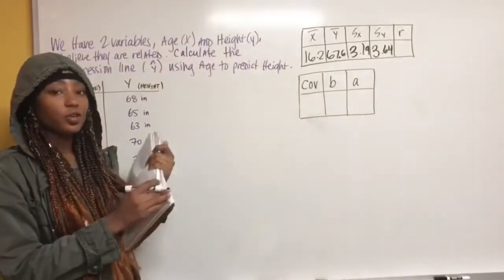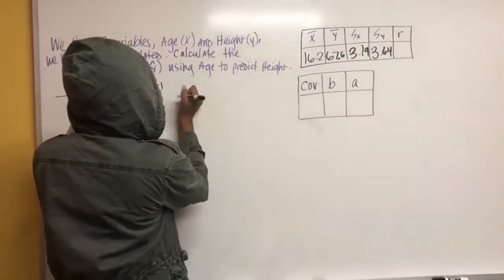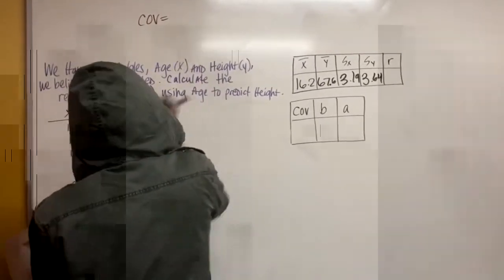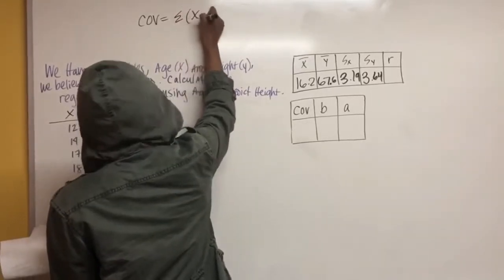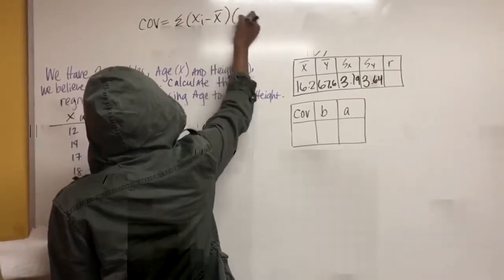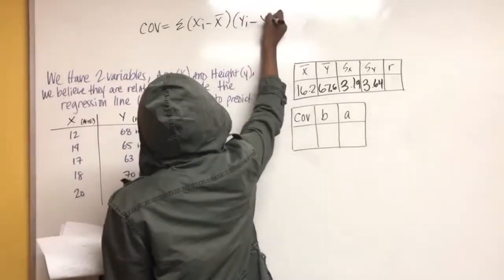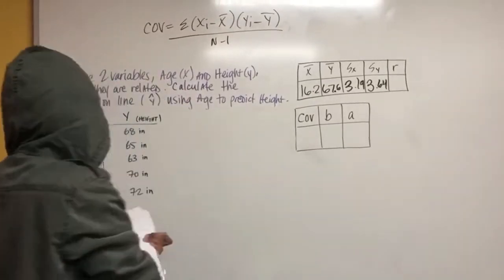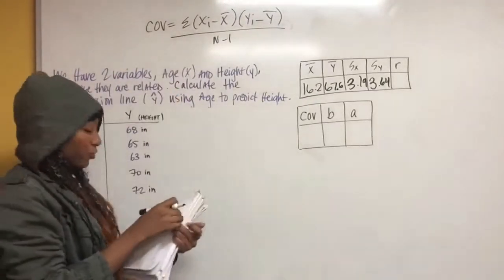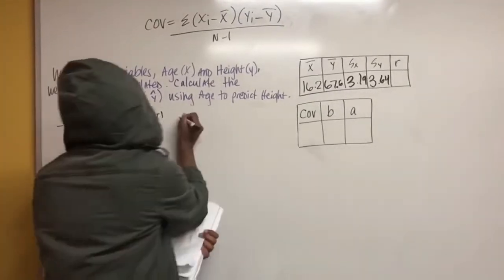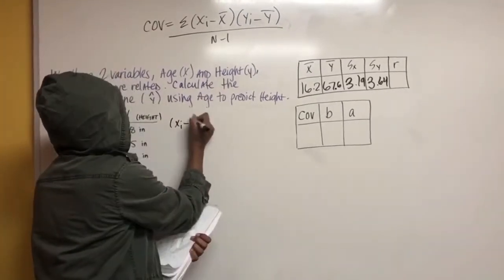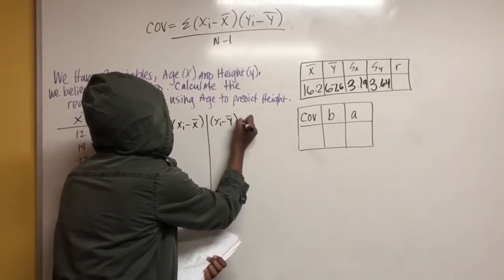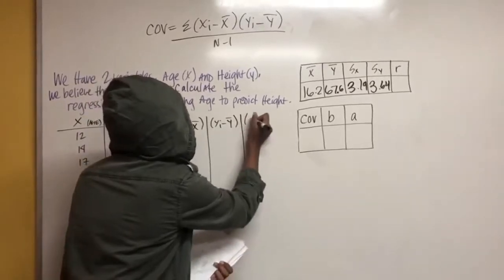Now I'm going to be solving for covariance, but first let's put the equation on the board. So the covariance equation is going to be the sum of xi minus x bar times yi minus y bar all over n minus 1, n being our sample size. So first, like Heaven did before, I'm going to rewrite the column. So it's going to be xi minus x bar. Then we're going to do yi minus y bar. And then we're going to multiply those together.